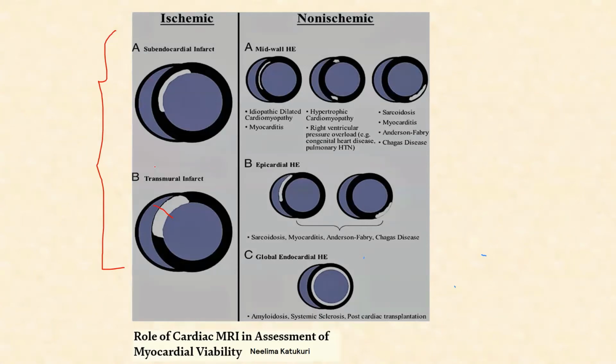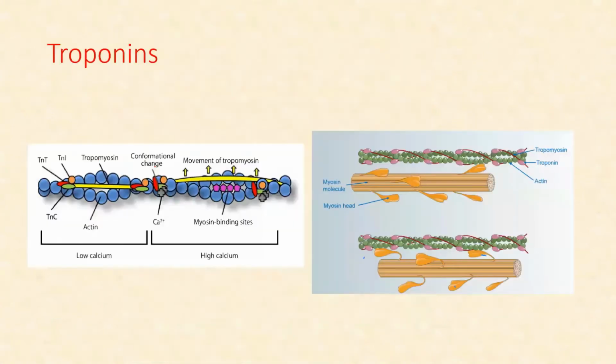Okay, good. Now, troponin. How many troponins do we have? Anatomically, if you consider the structure of the tropomyosin, myosin-actin complex, how many troponins do we have?